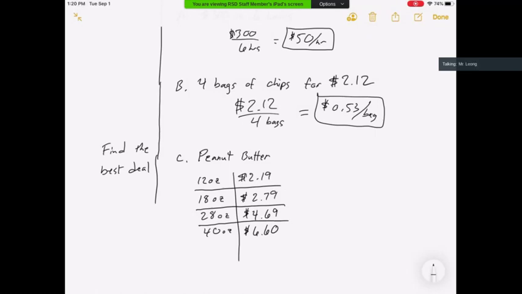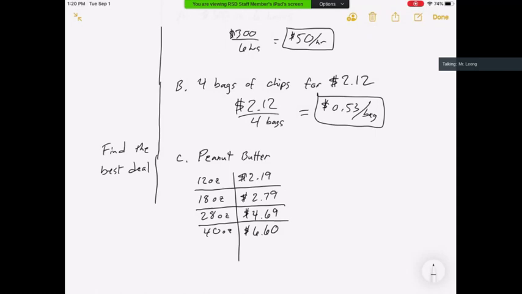So the question is, which one is the best deal? Now, it's not asking which is the cheapest. The cheapest is easy. The cheapest is the 12 ounce. It's only $2.19. But is that actually the best one to buy? Is that the one that gives you the best per ounce?